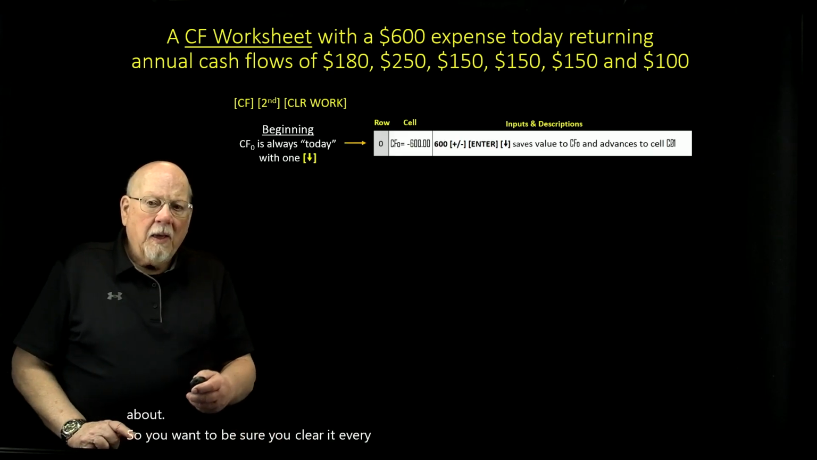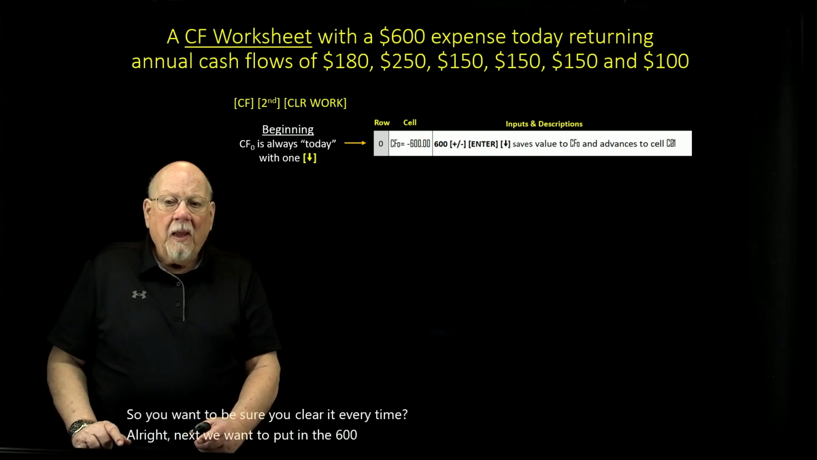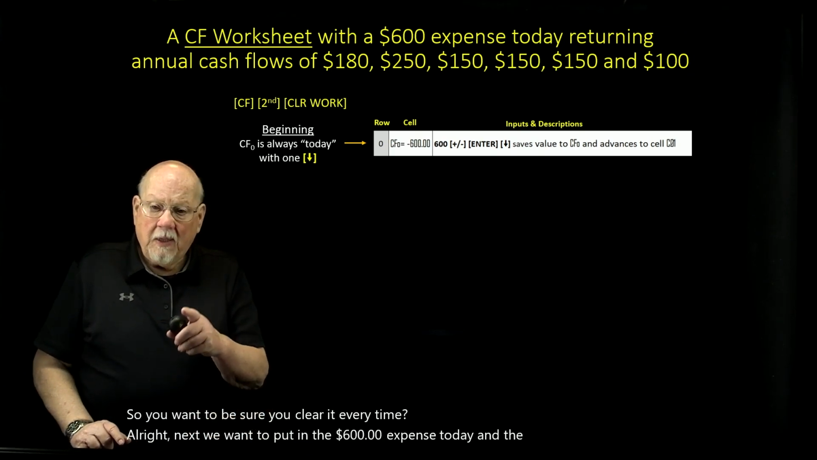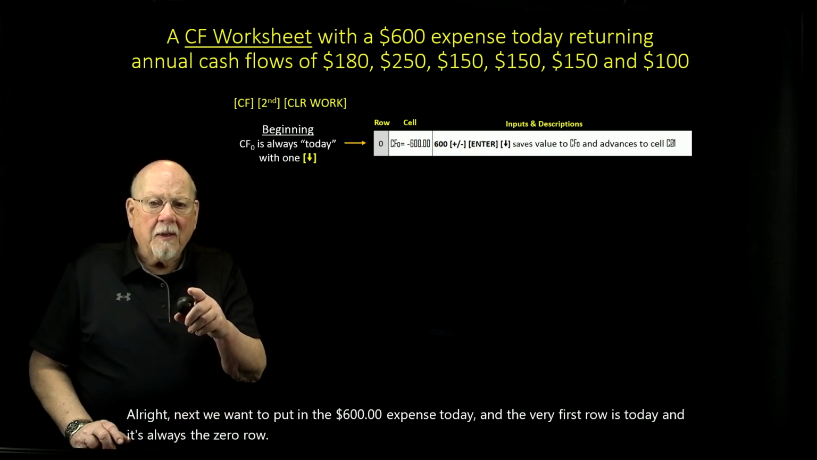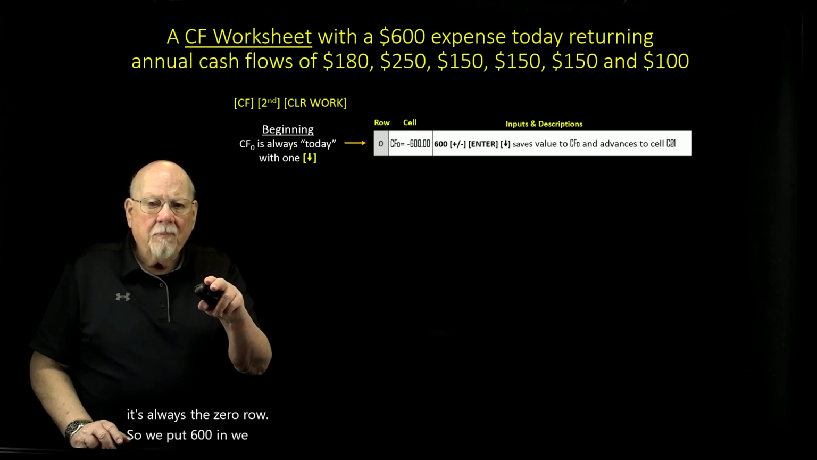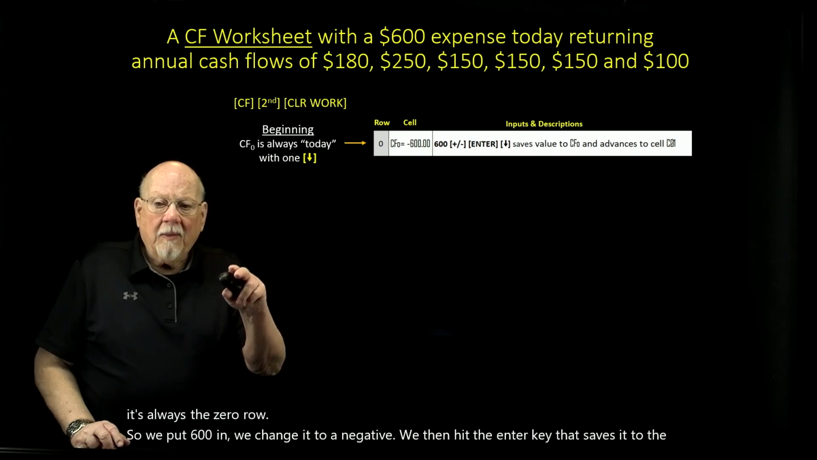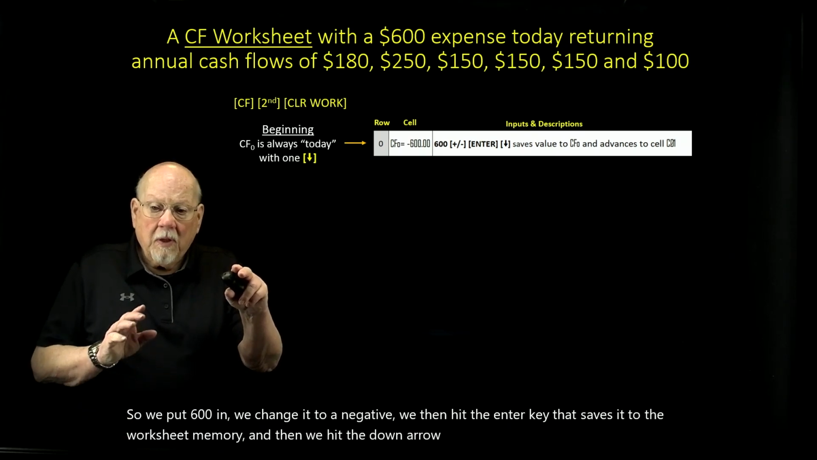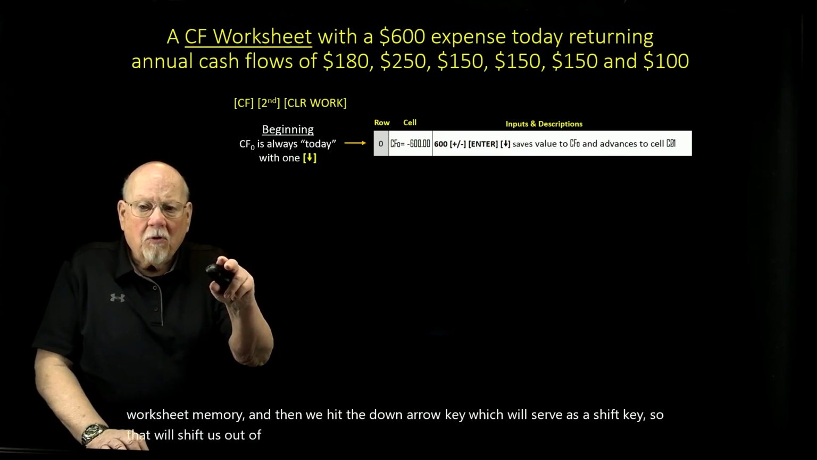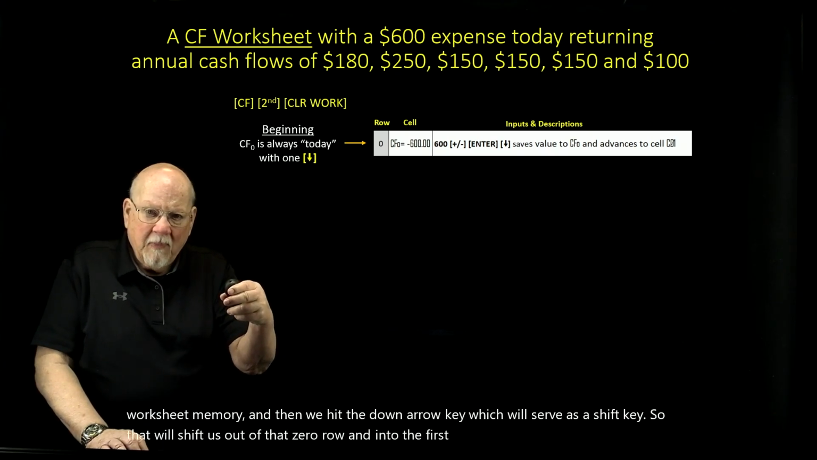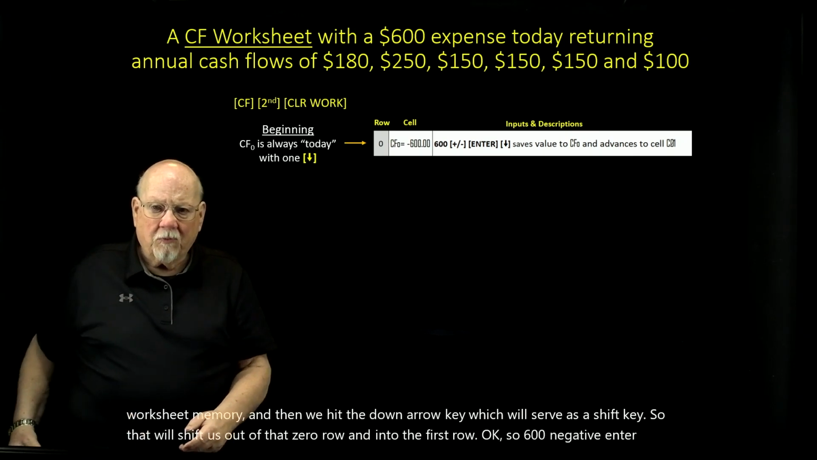All right. Next, we want to put in the $600 expense today. And the very first row is today, and it's always the zero row. So we put 600 in, we change it to a negative, we then hit the enter key, that saves it to the worksheet memory, and then we hit the down arrow key, which will serve as a shift key, so that will shift us out of that zero row and into the first row. Okay, so 600, negative, enter, shift. We're down into the first row.